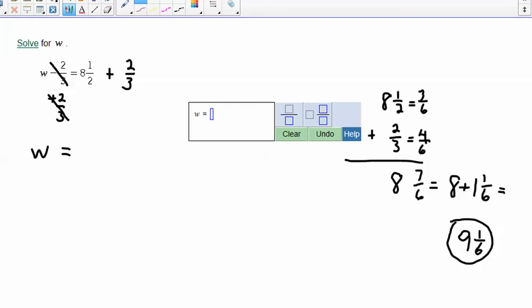This will be the answer that you would put in for the value of W using your mixed number icon, 9 and 1/6. Make sure if you have additional questions to ask your teacher and show them your notes, or go ahead and give this skill a try using your notes for assistance.